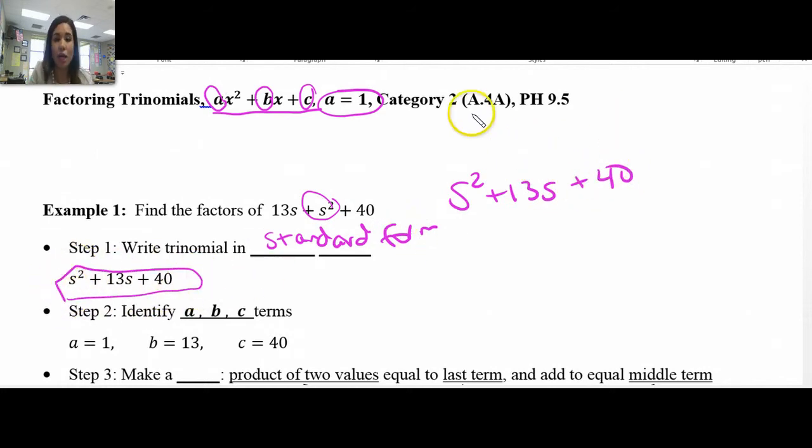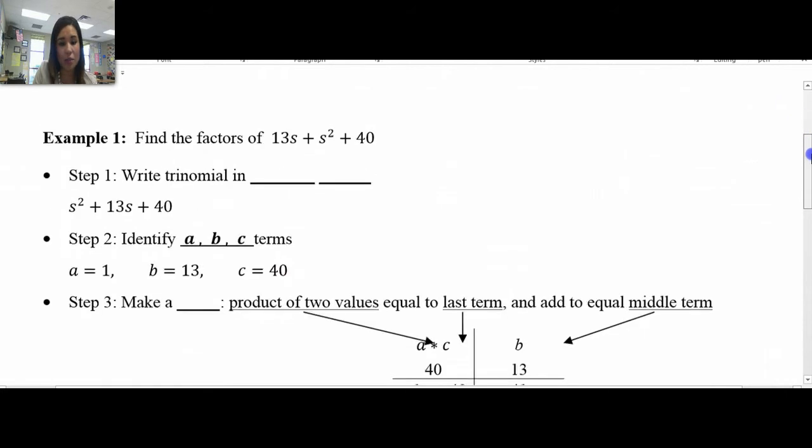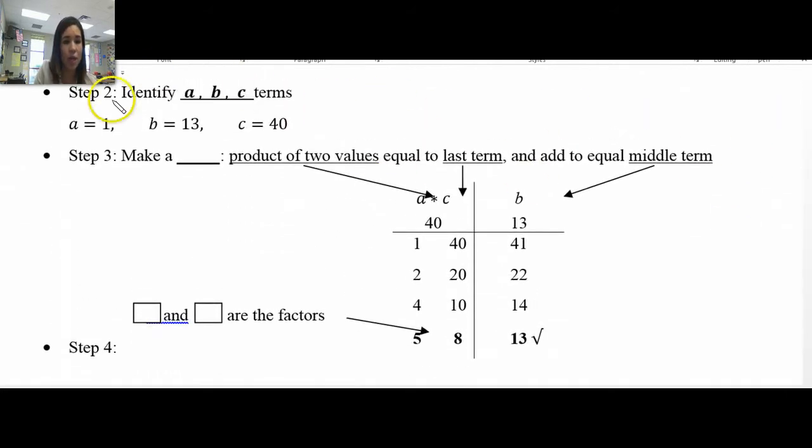Now we need to identify a, b, and c. Well, a is going to be right here. A is 1, B is 13, and C is going to be 40. Now, why are those important? You're going to see in a second. Once I have identified them, I'm now going to multiply. I'm going to be multiplying A times C, which is going to be 1 times 40. So 1 times 40 gives you 40.